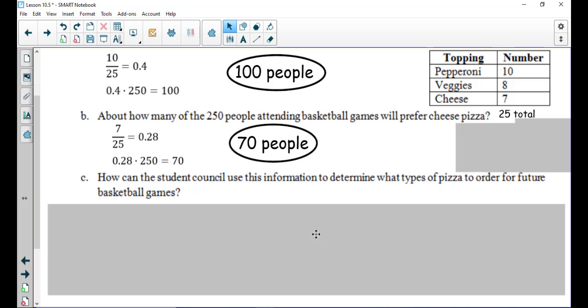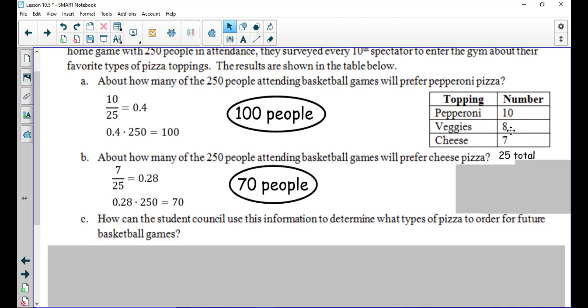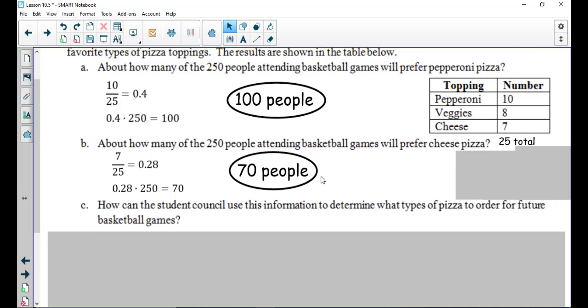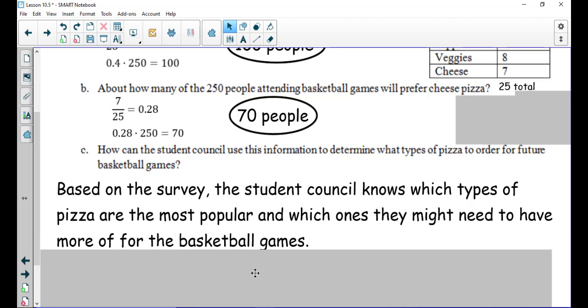Finally, C says, how can the student council use this information to determine what types of pizza to order for future basketball games? Well, if they determine that the majority of people prefer pepperoni pizza, that would be one that they would want to order more of, whereas they may order a little bit less of the cheese pizza and the veggie pizza than those other types.